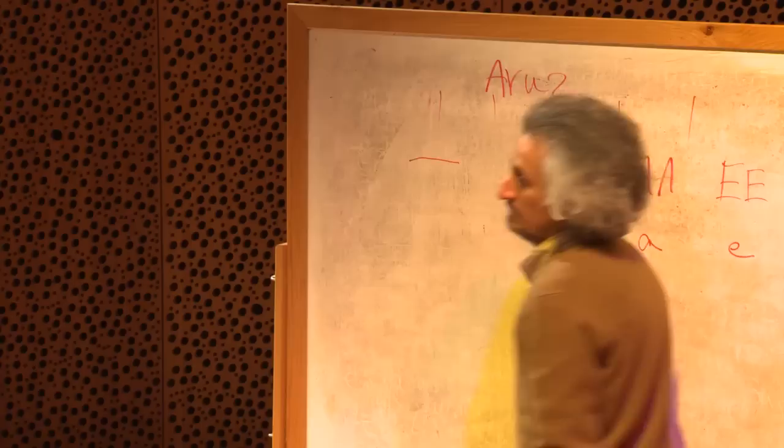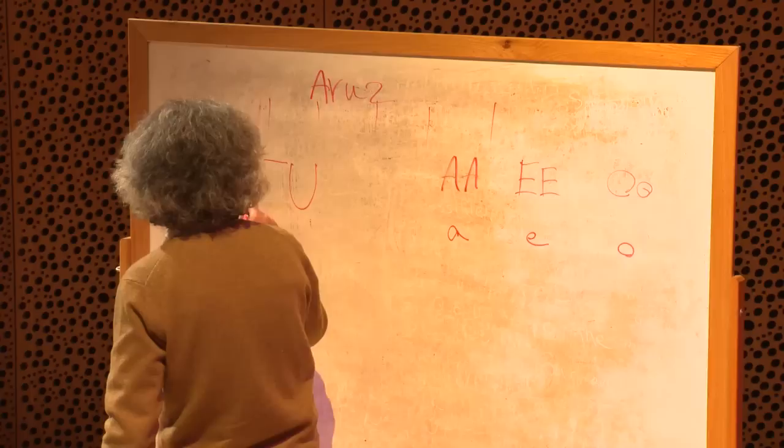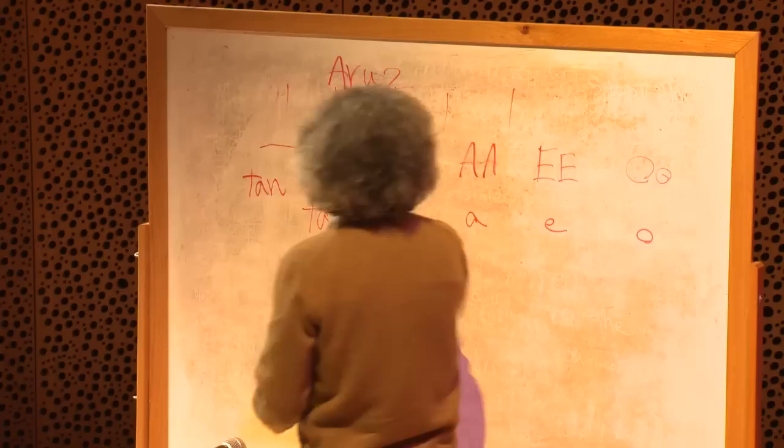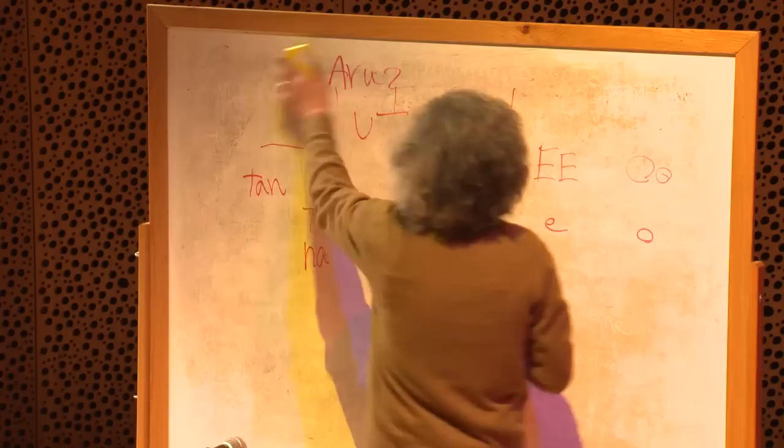Long syllables we indicate with this symbol, and you show the short ones with this one. The long one is called tan, and the short one is called ta. So this is tatan, or tanan. It makes no difference. We're going to read this together.